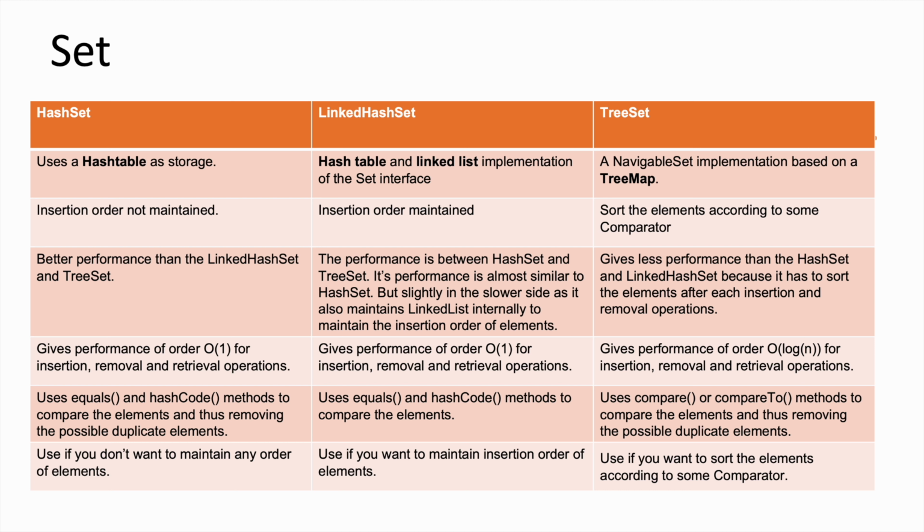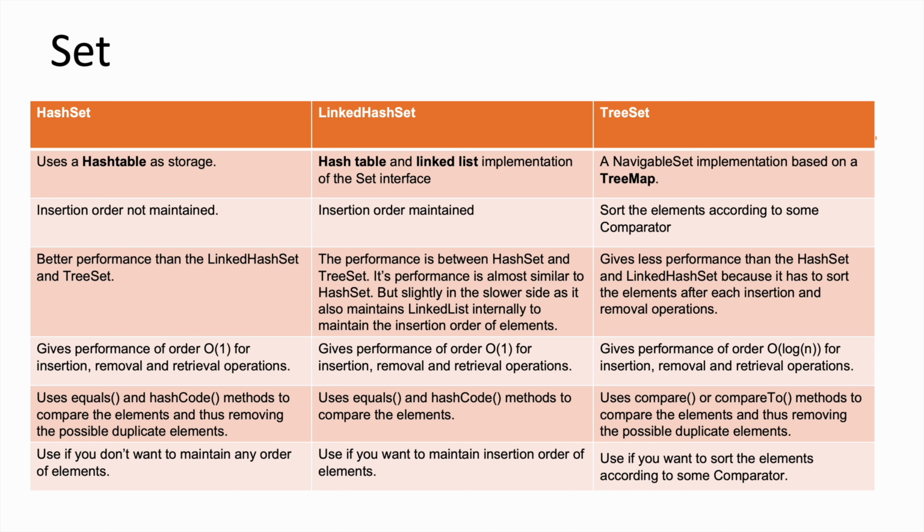The performance for the HashSet is big O of 1 for insertion, removal, and retrieval operations, and the performance for LinkedHashSet is also big O of 1 for all the operations. But the performance for TreeSet is big O of log n, because you know how a tree looks, and you know that a tree has log n performance.